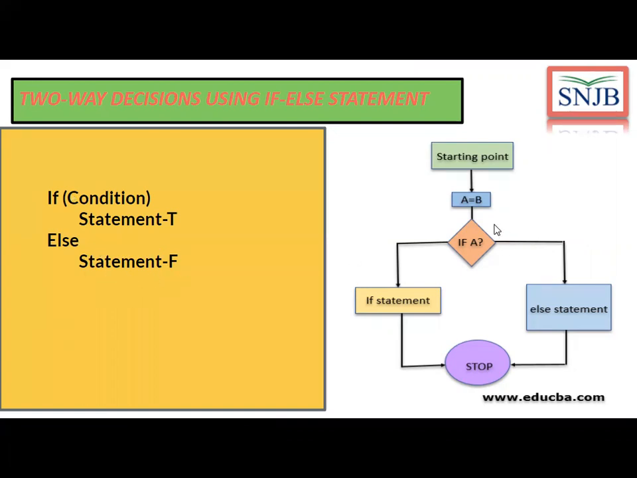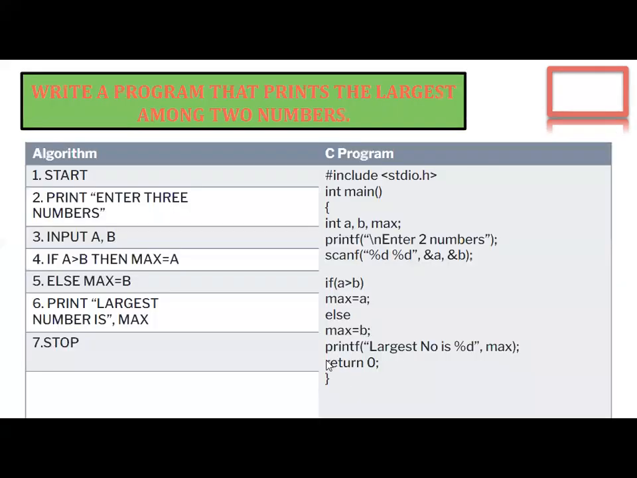Now here we can check the flow chart. Okay, so here some statements are there and here condition is there. If this condition becomes true, this true statement will be executed, and if the condition becomes false, else statement will be executed. Okay. Now if else is used, if the condition becomes false, then else part will be used. If the condition becomes true, then if part will be used.